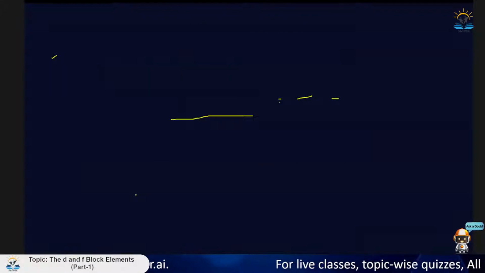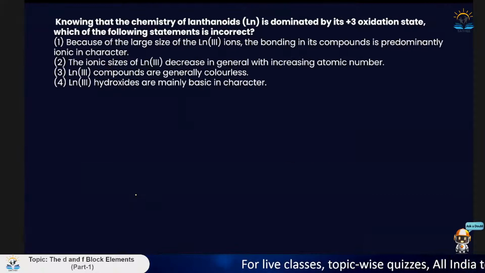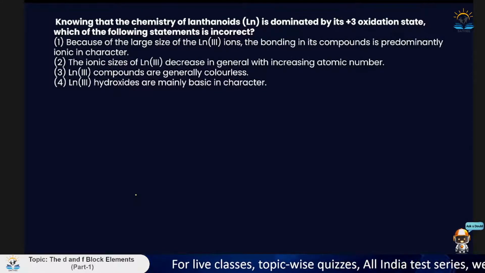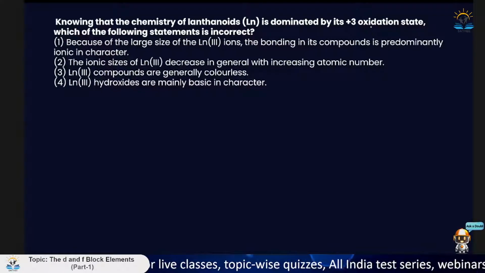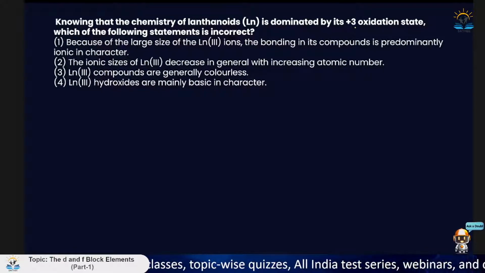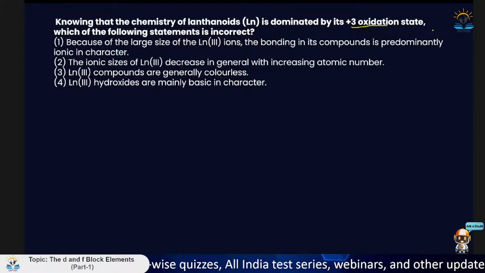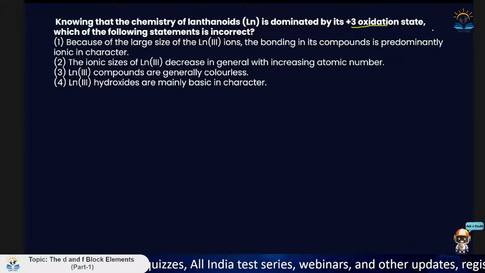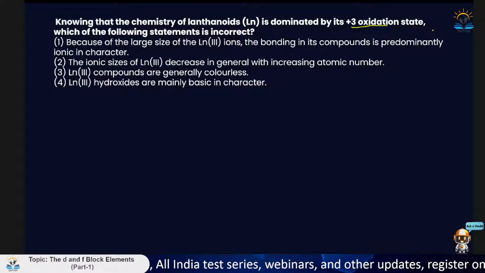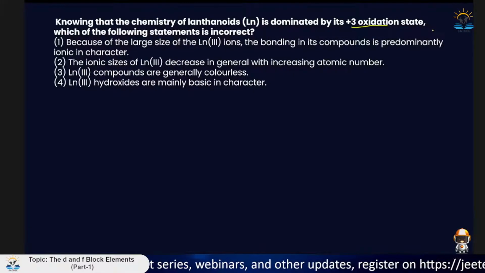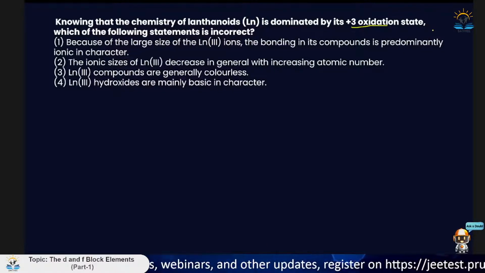Okay. So next question. Knowing that the chemistry of lanthanoids is dominated by its +3 oxidation state. Here is the thing: because it is dominated by the +3 oxidation state, it is very similar to aluminium. And that is the point we discussed over there, that they have a lot of similarities. That is basically because +3 is a more common oxidation state. Basically, it's dominated.